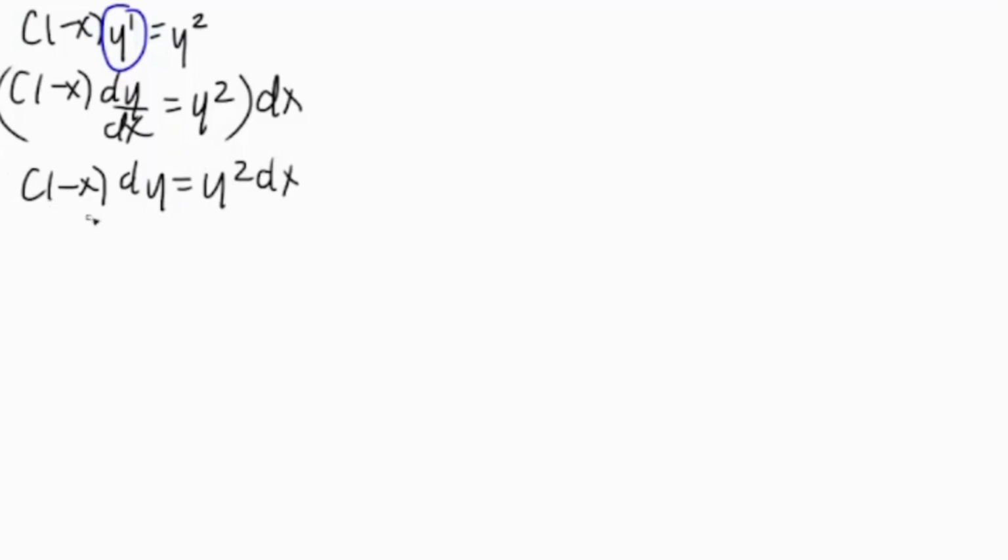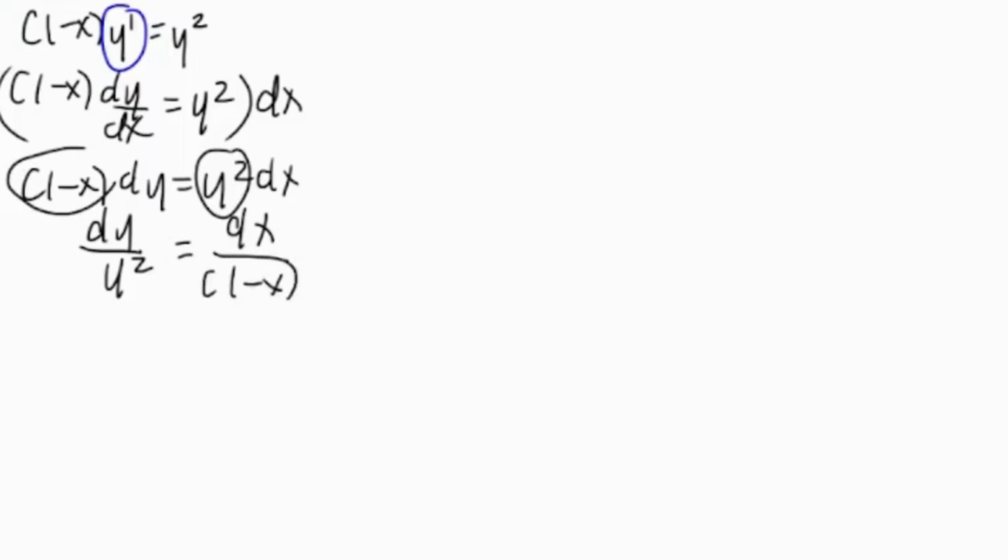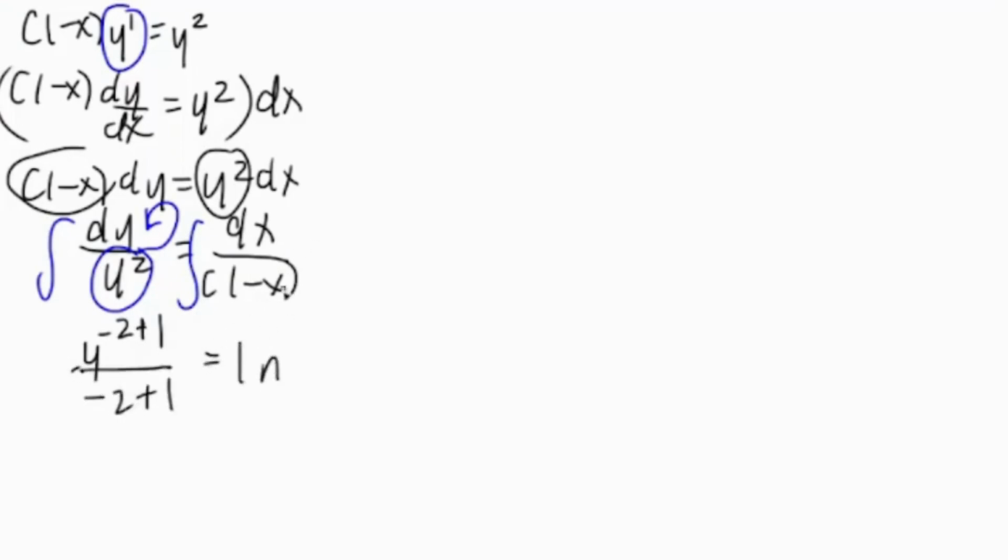Ngayon, i-separate natin yung variables. Magiging dy all over y squared is equal to dx all over 1 minus x. So, ngayon, na-separate na natin yung variables. Integrate natin both sides. Ililipat natin to sa numerator. So, magiging y raised to negative 2, apply natin yung power rule, plus 1, negative 2 plus 1 is equal to ln, negative ln kasi negative yung x. So, negative ln, 1 minus x, minus ln c.